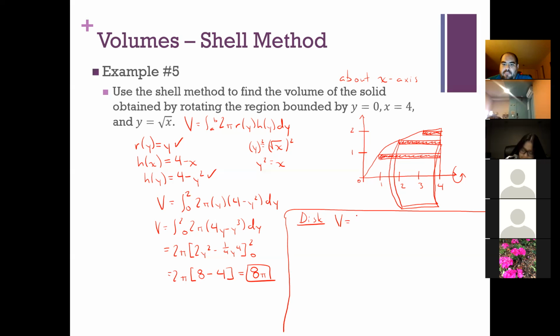That'd be the integral from a to b of pi times the radius of x squared dx. So if I want to use the disk method, I need to use x as my independent variable. In this case, the radius is simply going to be that function y equals radical x. So my integral is going to look like this. The volume is the integral from 0 to 4 of pi times radical x squared dx.